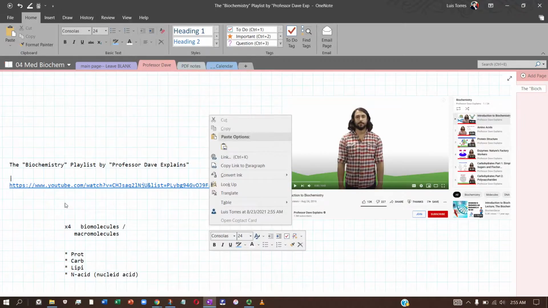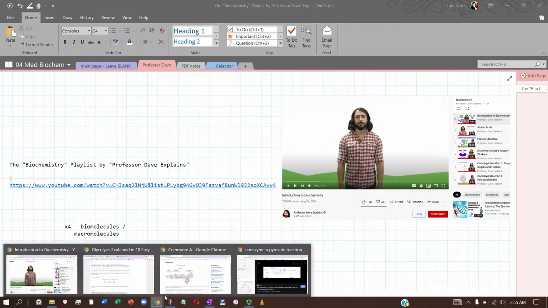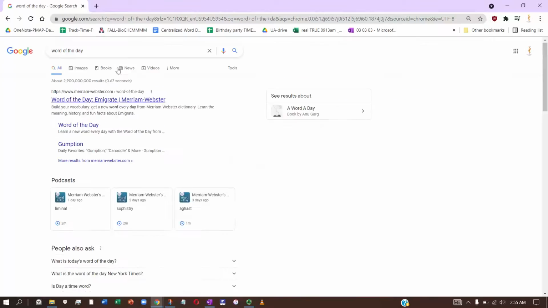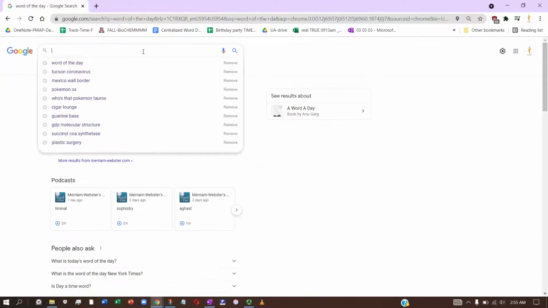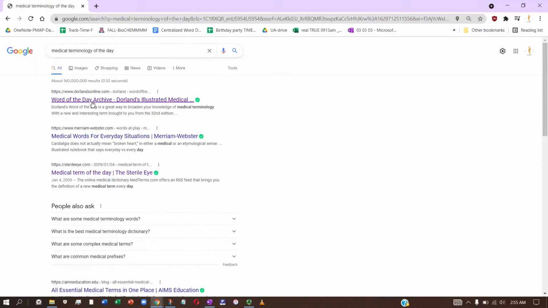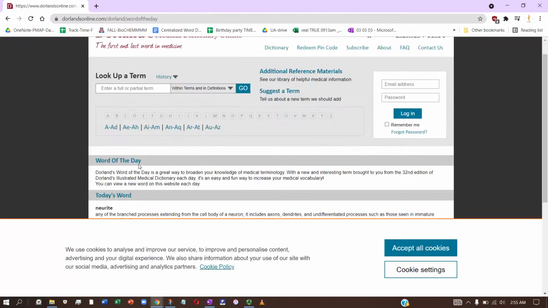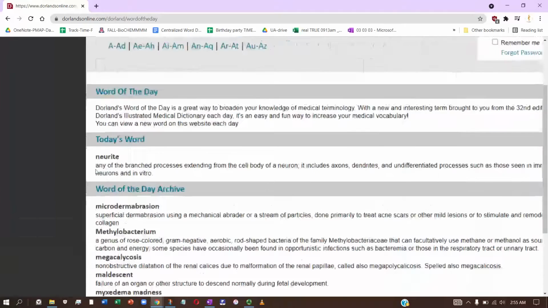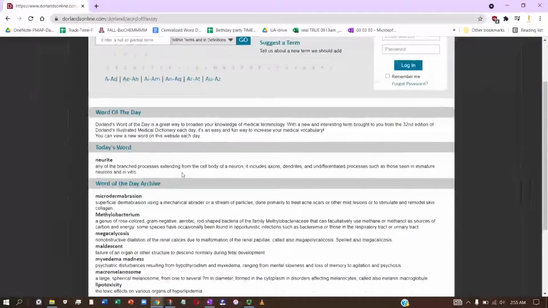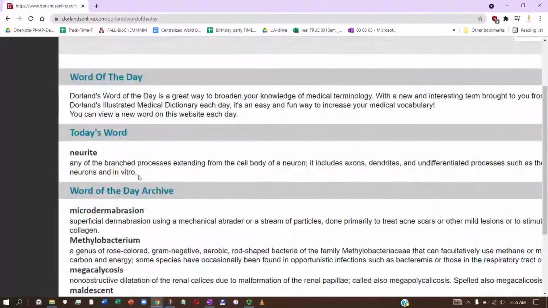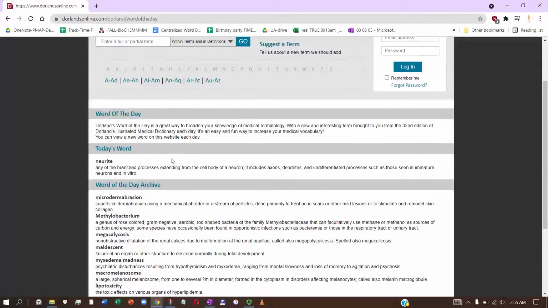So let's get started with the medical terminology of the day. The word of the day is neurite: any of the branch processes extending from the cell body of a neuron. Neurite. Okay, pretty straightforward. Neurons, neurite.